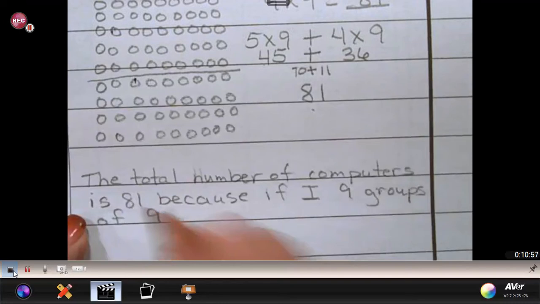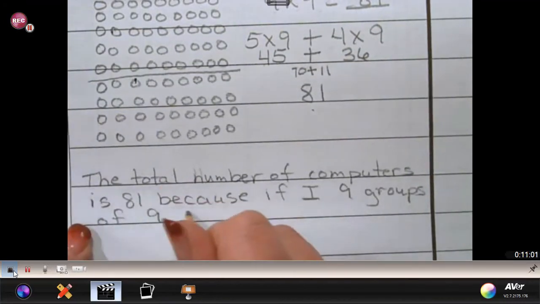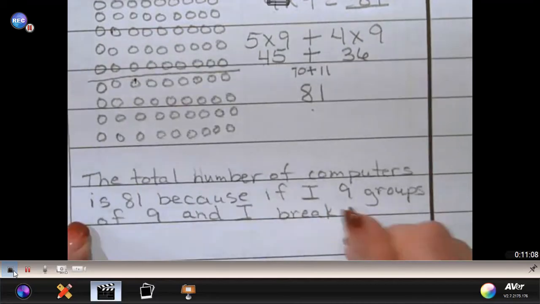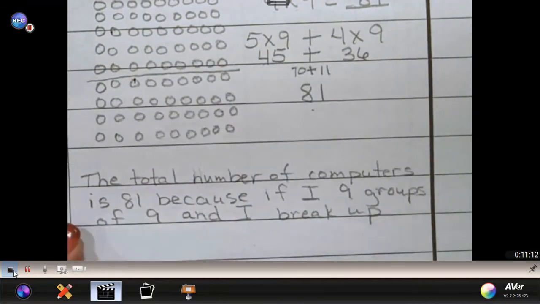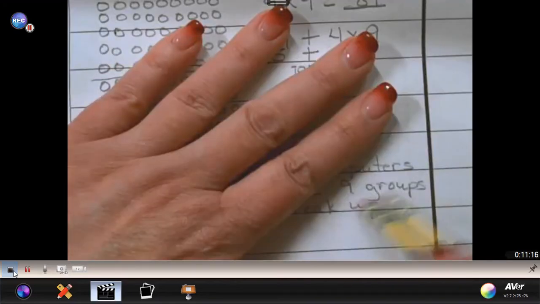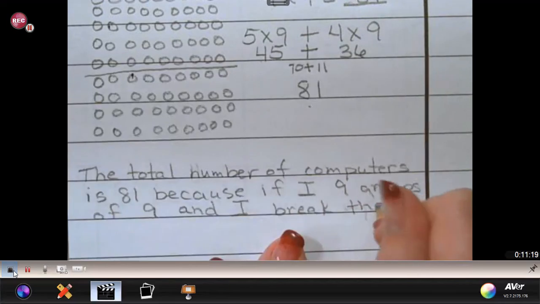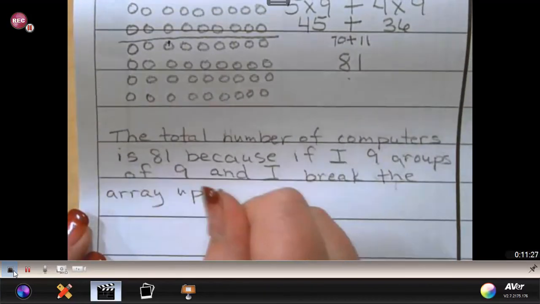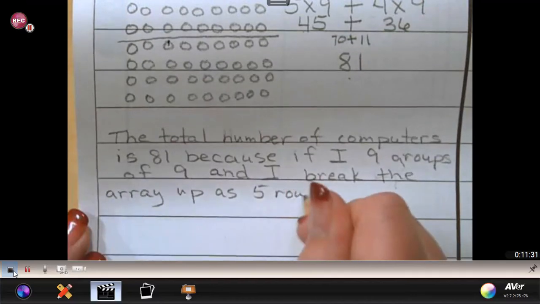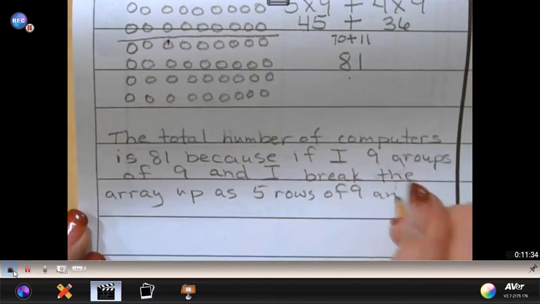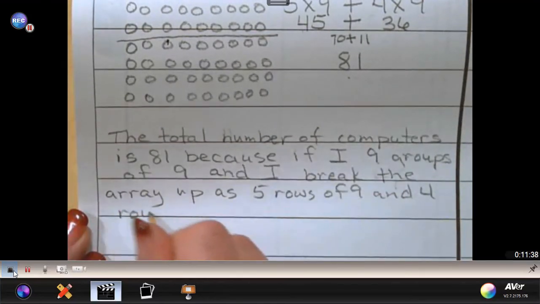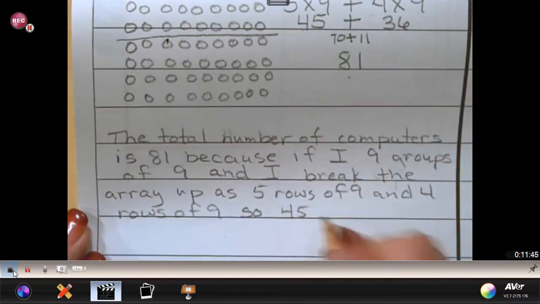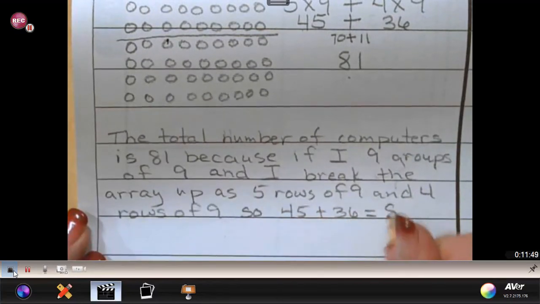If I have 9 groups of 9 and I break it up, I break the array up as 5 rows of 9 and 4 rows of 9. So 45 plus 36 equals 81 computers.